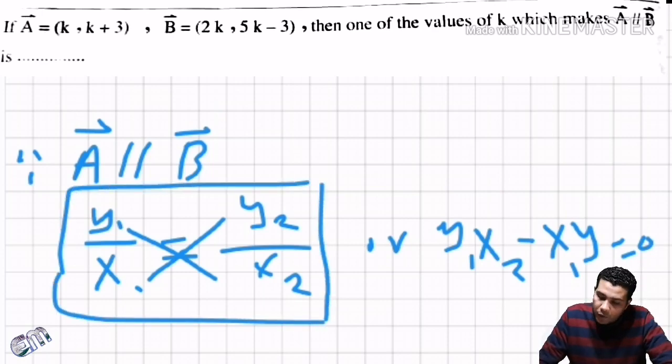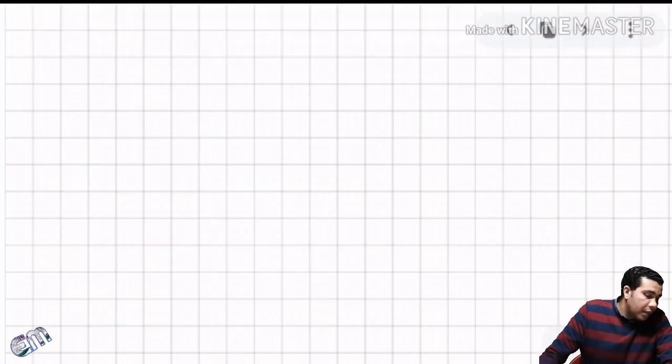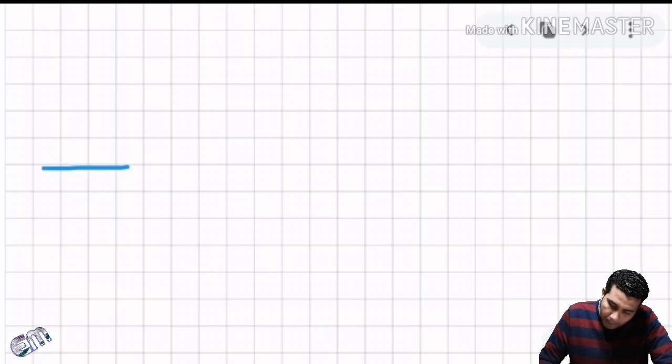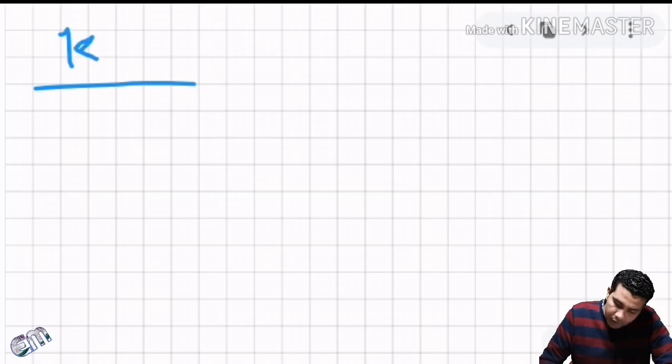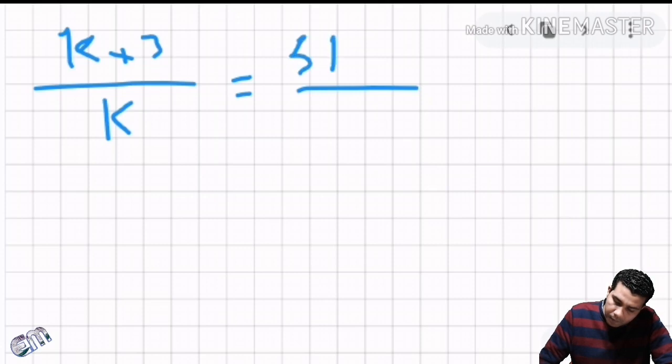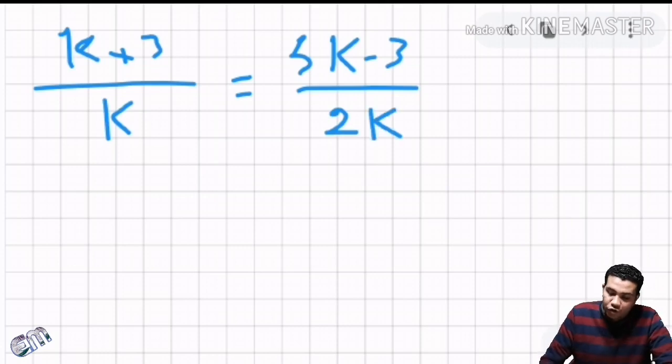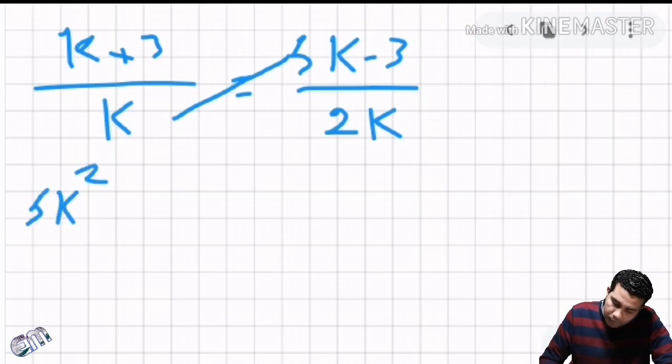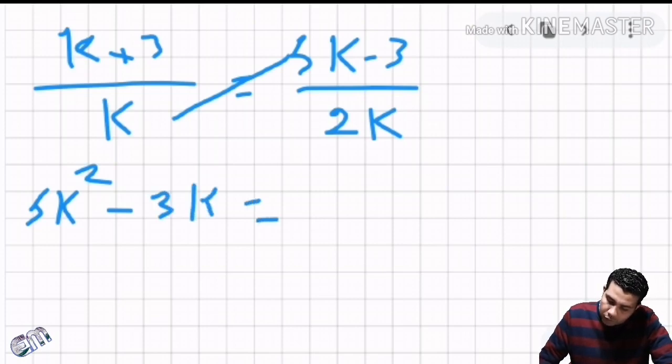يلا بينا نعوض. y1 over x1, the coordinates will be, y1 over x1 يبقى k هنا plus 3 over k equals y2 over x2, 5k minus 3 over 2k. طبعا هنا هنعمل السيزر عادي جدا، مفيش اي مشكله. 5k times k equals 5k power 2, minus 3k equals 2k power 2 plus 6k.